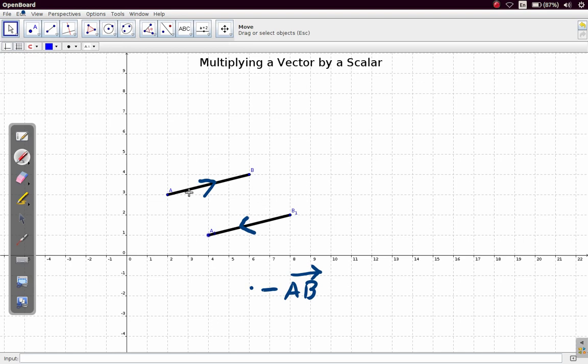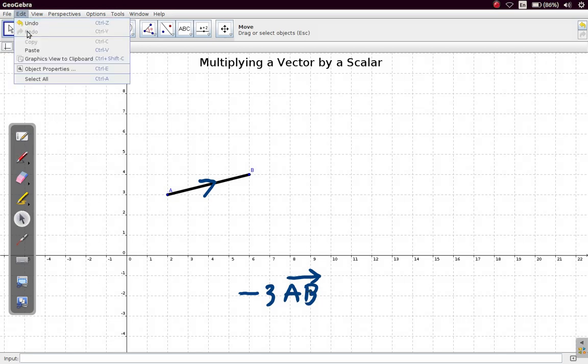Now, suppose we do this. Let me erase this vector. I have the 2 points here remaining. Let me erase them. And erase these things that I wrote here. Suppose now, what I want is negative 3AB. What would I get? Let's see what will happen.